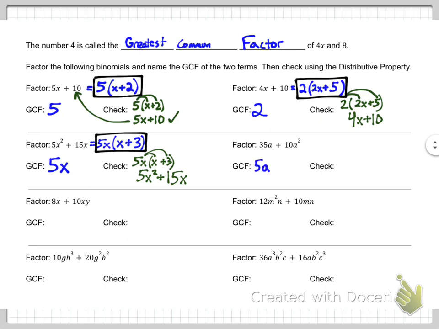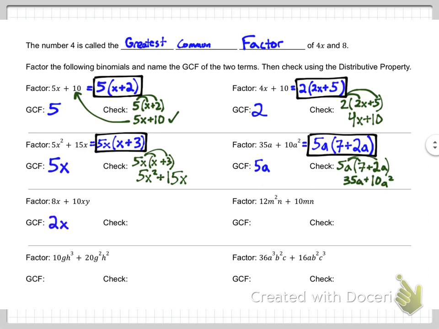Next, 5a is the greatest common factor between 35a and 10a squared. When I write that, I need to write 5a, then parentheses. When I take 5a out of 35a, I get 7. When I take 5a out of 10a squared, I get 2a. And let's check. Yes, it does give me 35a, and it gives me 10a squared, so this is the correct factored form.